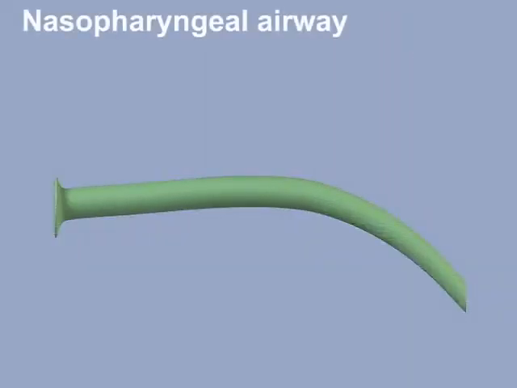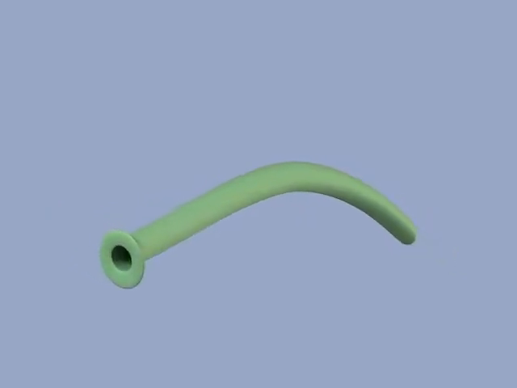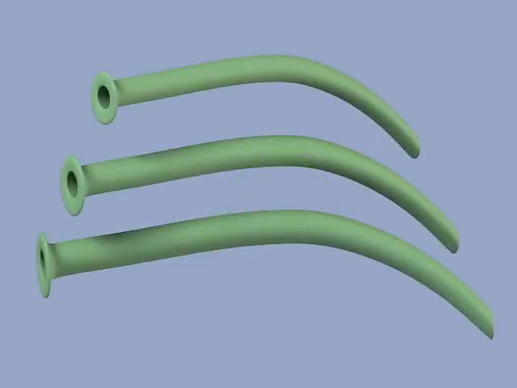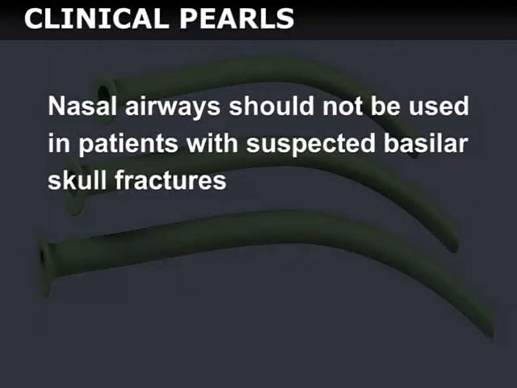Nasal airways are flexible rubber or plastic tubes that provide a conduit between the nasal cavity and the glottis, thus preventing upper airway obstruction. Like oral airways, these devices come in a variety of sizes. In general, patients tolerate nasal airways better than oral airways. Nasal airways should be chosen in patients with clenched jaws or those who are semi-conscious and cannot tolerate an oral device. Nasal airways should not be used in patients with suspected basilar skull fractures due to concern of entering the cranial vault through a disrupted cribriform plate.